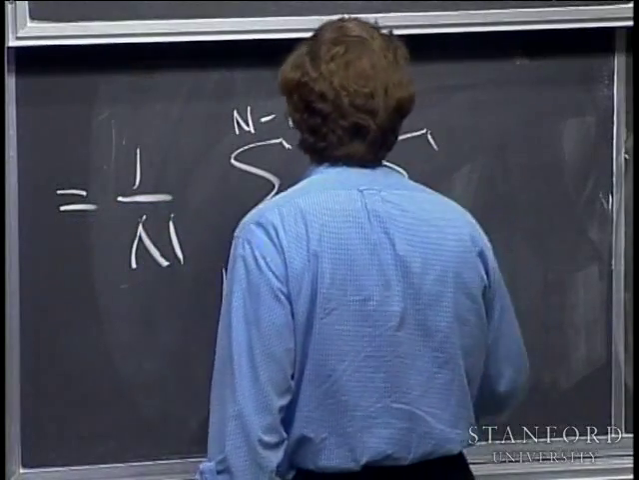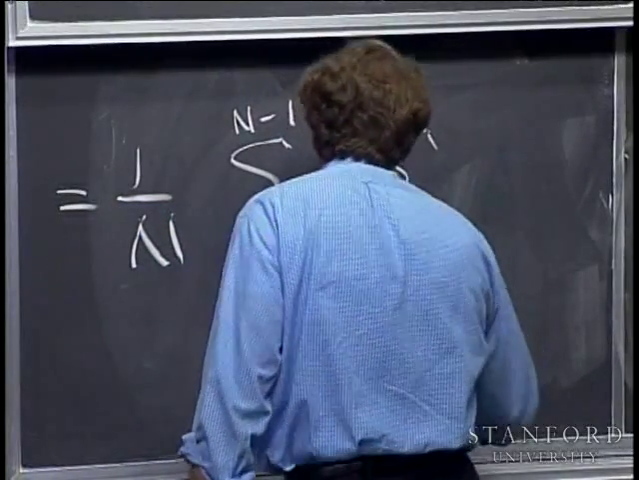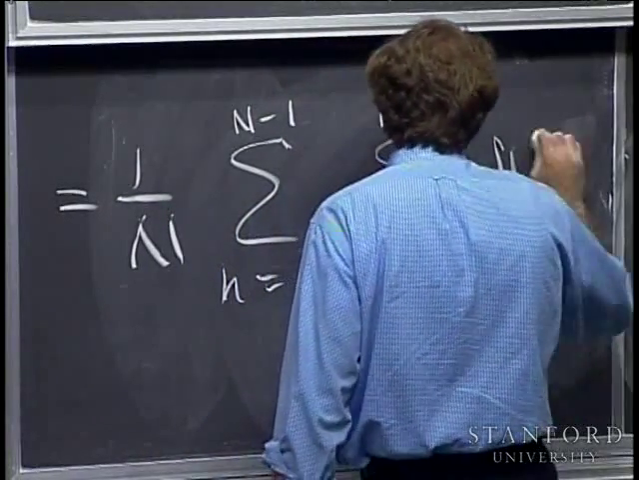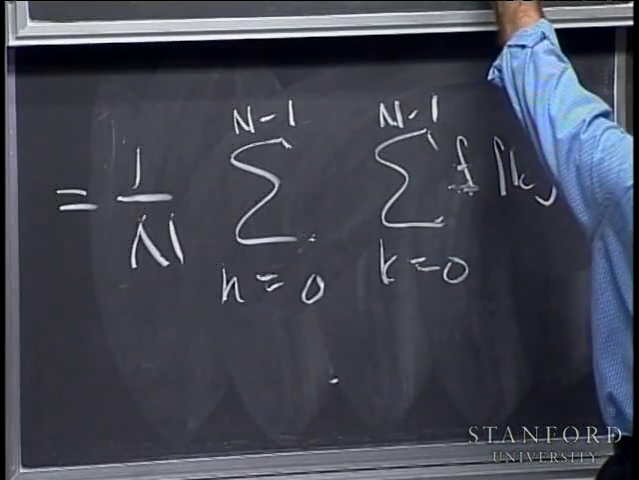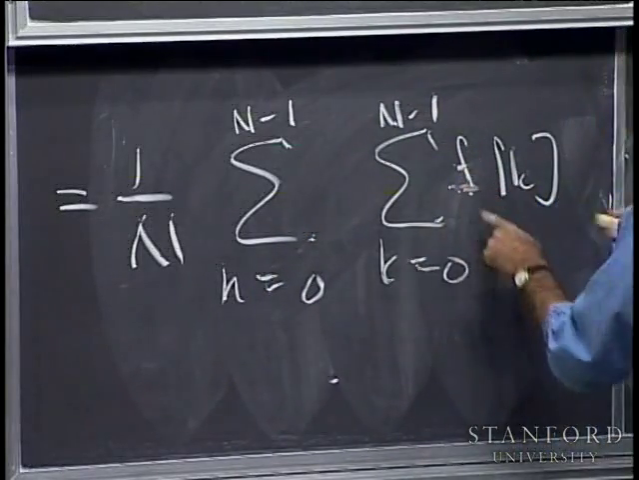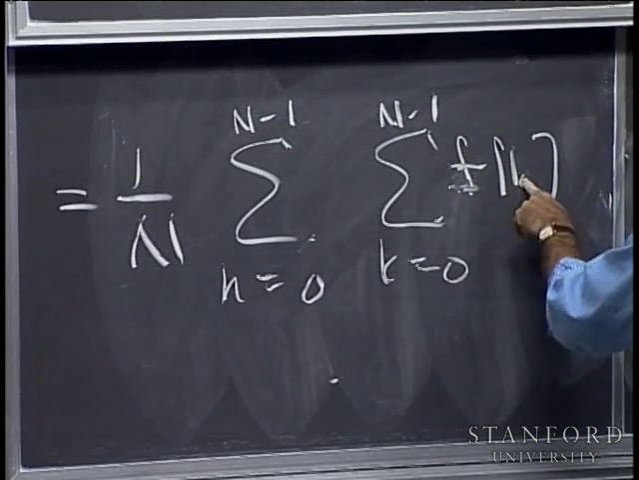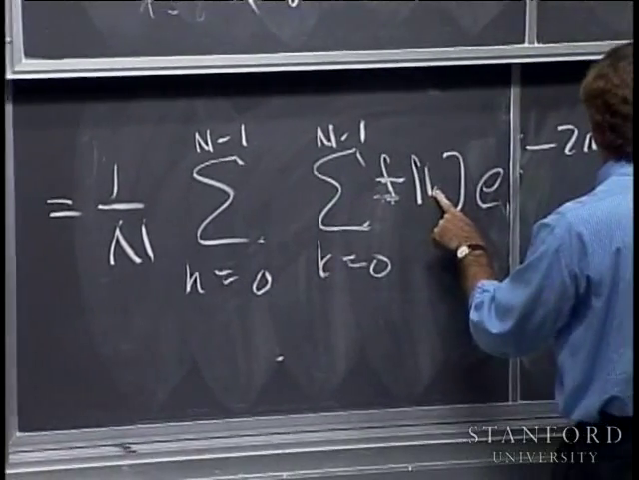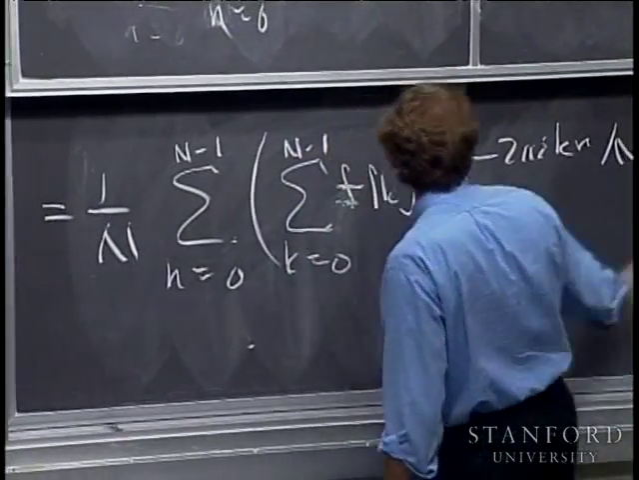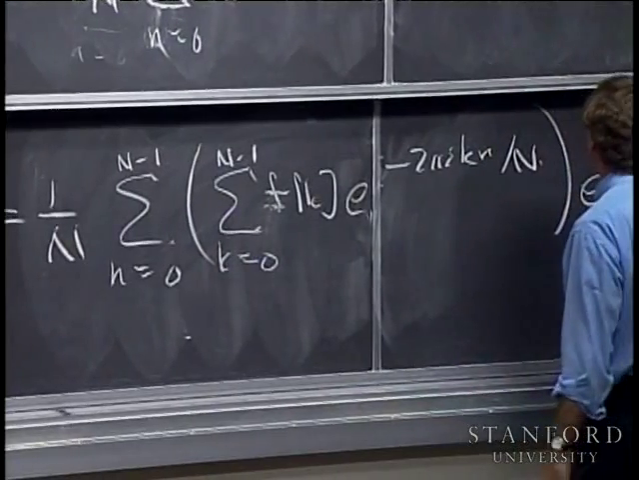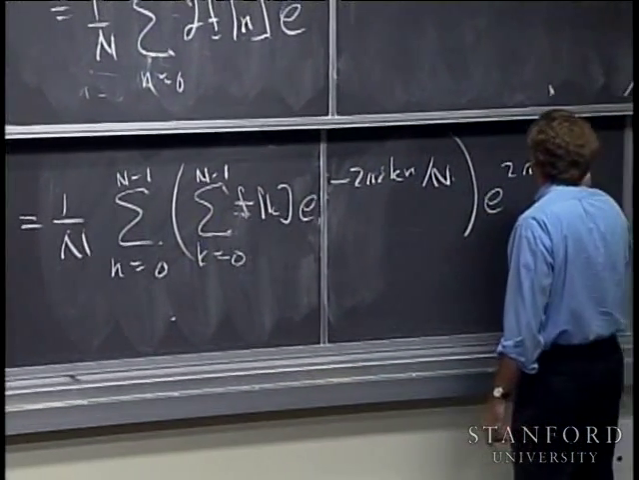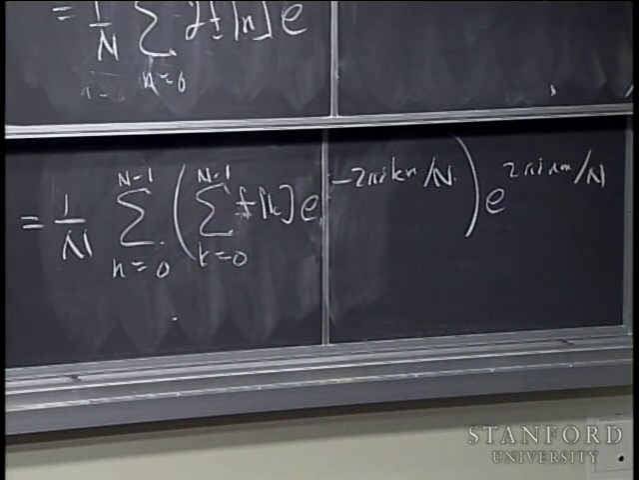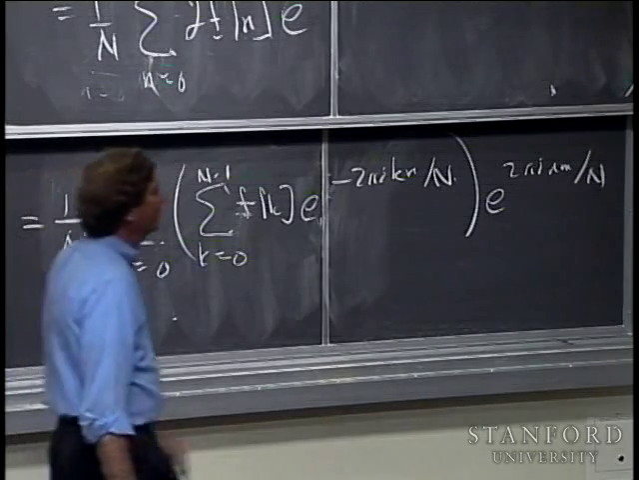That's the sum of k equals 0 up to N minus 1 of f of k. The nth component of the Fourier transform is the sum from k equals 0 to N minus 1 of f of k e to the minus 2 pi i k n over capital N, and then times e to the 2 pi i n m over capital N. Check me. Make sure I haven't slipped anything past you here. Did I remember my factor of 1 over N in front? I did. Okay?